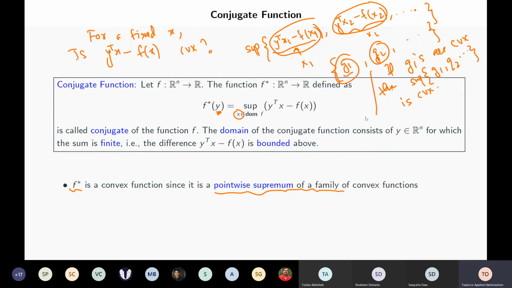Yes, sir. It should be convex. Should be convex. Any reasoning behind this? Like if we take, say, two points x1 and x2. Sorry, the x is fixed. This is a function of y, so you have to take y1, y2.